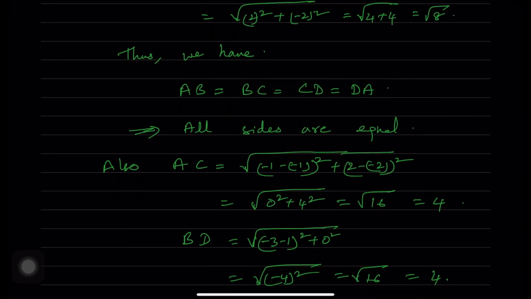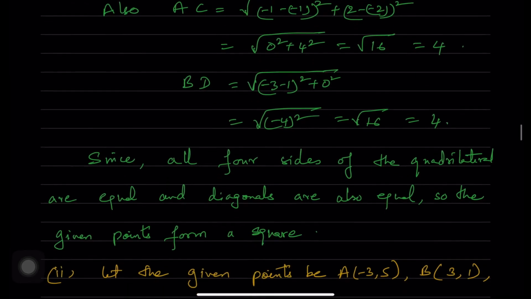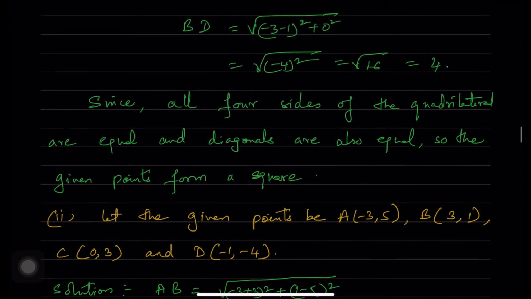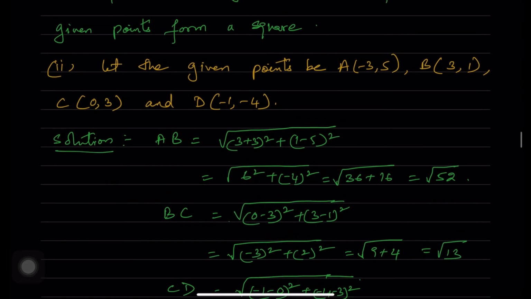all sides are equal, and we'll just check if the diagonals are also equal here. So AC is equal to root of (-1 minus of -1) whole square plus (2 minus of -2) whole square. So 0 square plus 4 square, which is equal to root 16, is 4. So therefore BD is equal to root 16, which is equal to 4. Since all 4 sides of the quadrilateral are equal and diagonals are also equal, so the given points form a square.